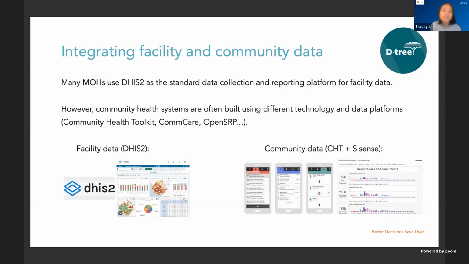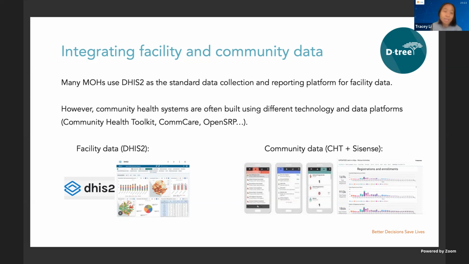And the situation here is that many ministries of health use DHIS2 as a standard data collection and reporting platform for facility data. So that's standard across many countries and governments for facility data. However, community health systems are often built using completely different technologies and data platforms. Very occasionally DHIS2 is used nowadays, but more often there are other tools, for example, Community Health Toolkit, ComCare, and OpenSRP, and these are fairly standard tools nowadays for building digital community health systems. So you have these two separate sets of tools and systems.